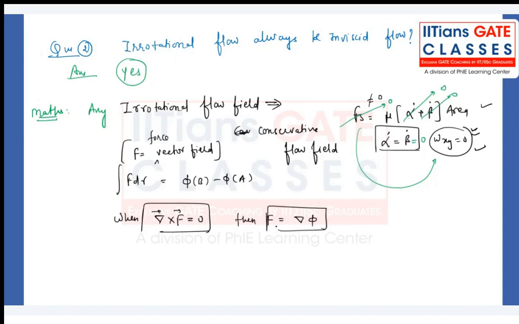So in this way, when we integrate, we can write like this, right? So irrotational flow field means that is a conservative flow field. Conservative means there cannot be any friction force. No viscous force should be there.